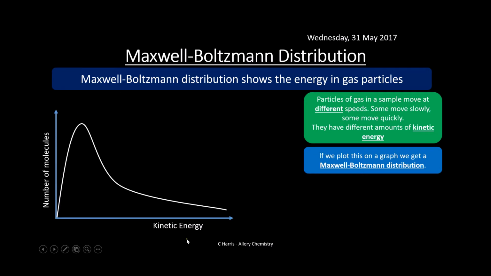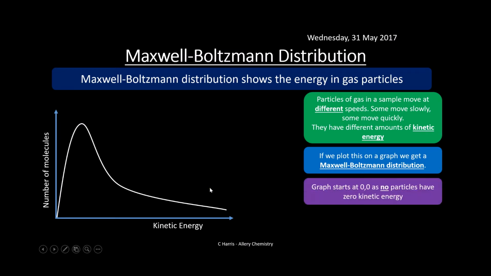You can see we've got this funny graph, really steep initially, peaks here, and then slowly drags down towards the end. These graphs always start at 0, 0. So basically what we're saying is no particles have zero kinetic energy. So we always start here. Okay, so even some particles have some kinetic energy.